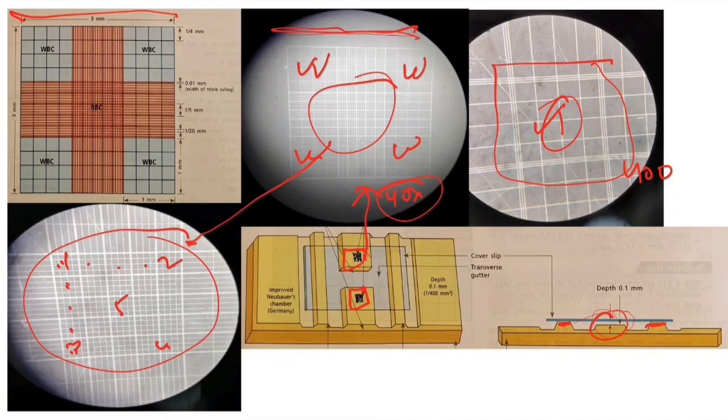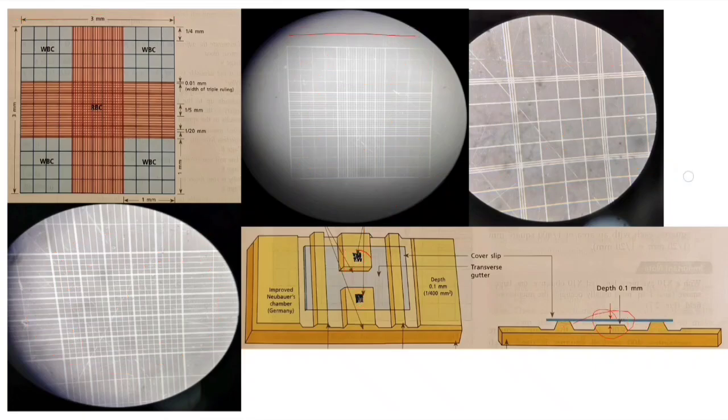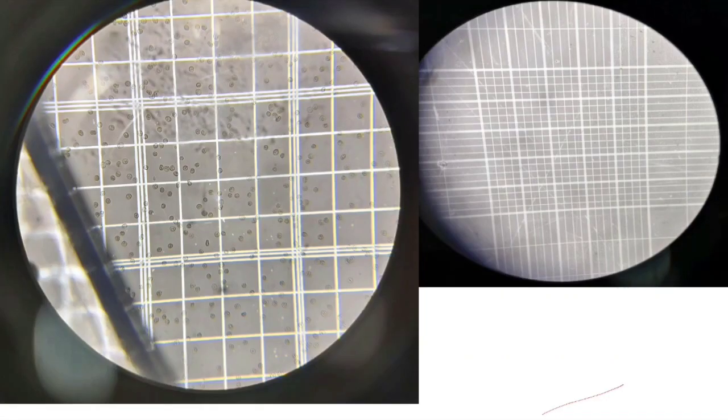Why? Because it will give you an average number. Otherwise one side will have more cells and another side will have fewer cells, then counting will be difficult, or we will get a wrong number, not the actual number. So that's the basics. And now we'll see after the preparation.